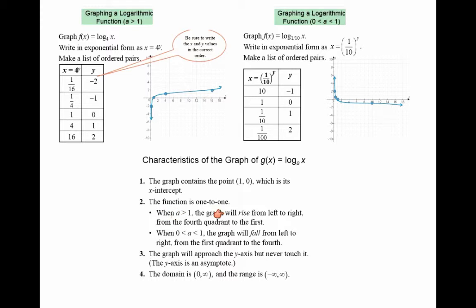When a is greater than 1, the graph would rise from left to right, from the 4th quadrant to the 1st. When the base is between 0 and 1, like in this case, the graph will fall from left to right, from the 1st quadrant to the 4th. So that is just a characteristic of the behavior of the graph.